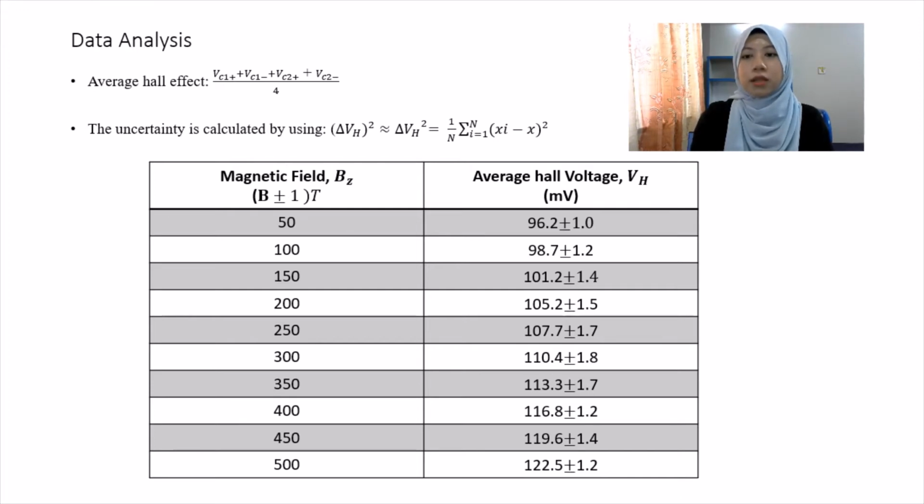Next, at the right hand side of the average Hall voltage value, there is the uncertainty. We calculate the uncertainty by using the second formula that we wrote at the second point. So that is the formula.